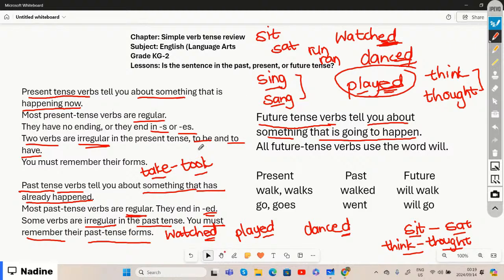And when it comes to future tenses, right? All future tense verbs use the word will because it means that you are saying that you are going to do something. I will do something. She will do something, right? And that will show in the future. And like I say, future can either be tomorrow, can be next week, can be this weekend, can be next month, next year, right? That can be the future.